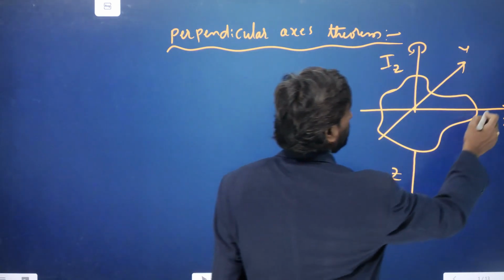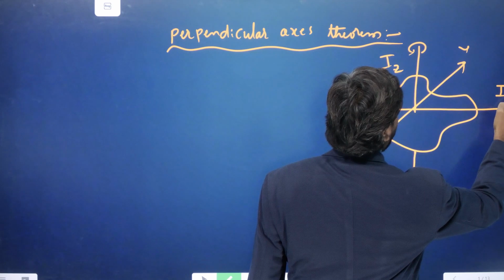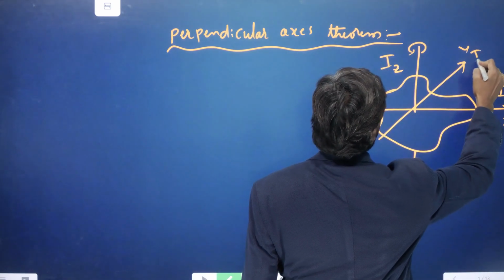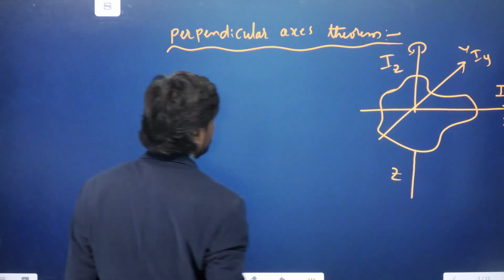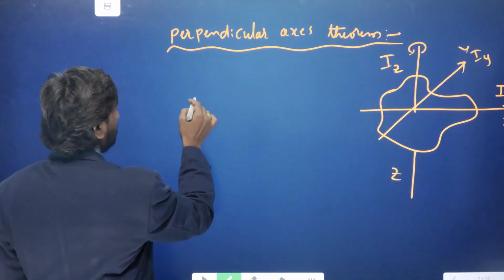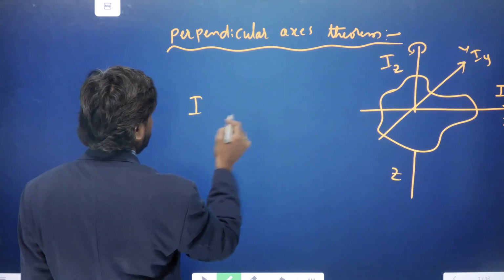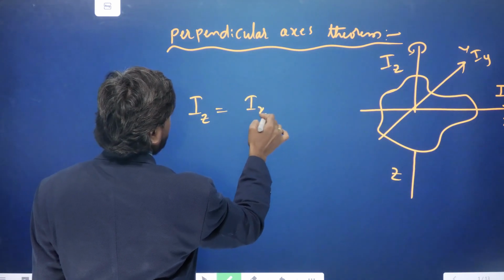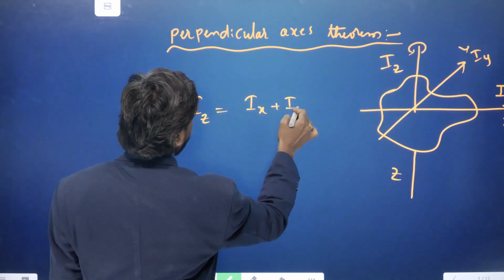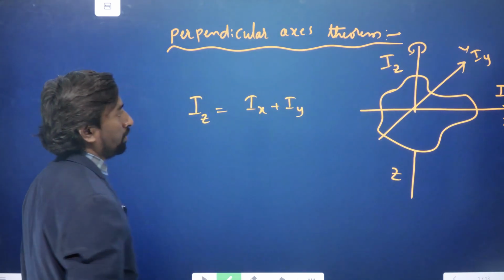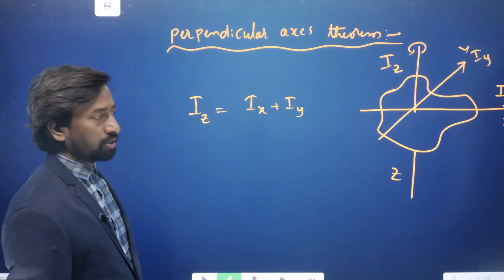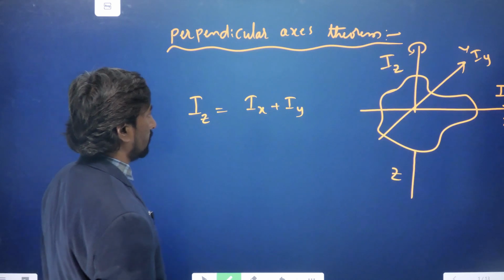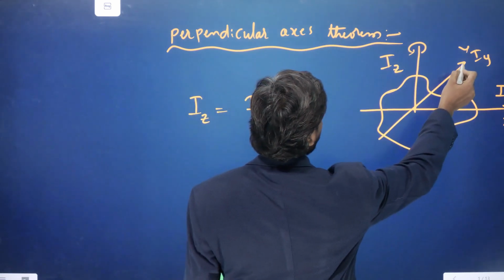So now you consider this is the moment of inertia about the x axis, and this is the moment of inertia about the y axis. According to that statement, the moment of inertia about the z axis will be equal to the moment of inertia about the x axis plus the moment of inertia about the y axis. So how to find this out? We can find it out by using this.